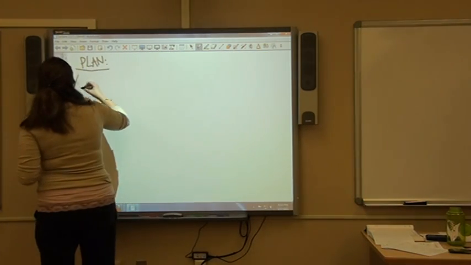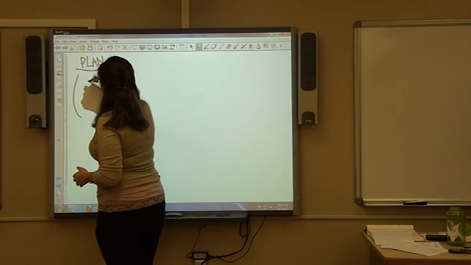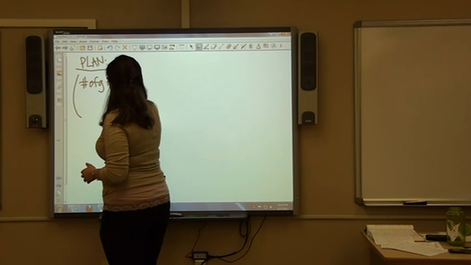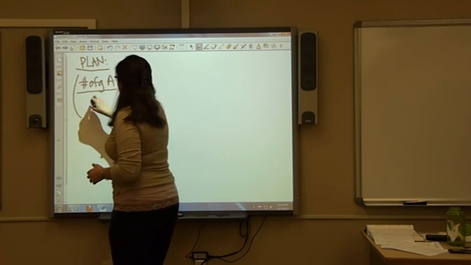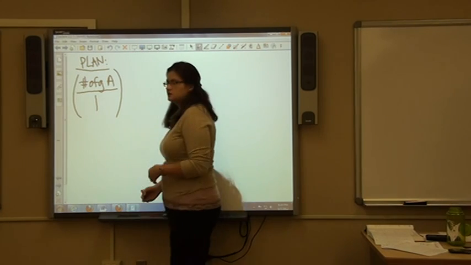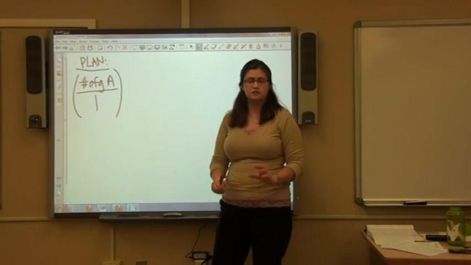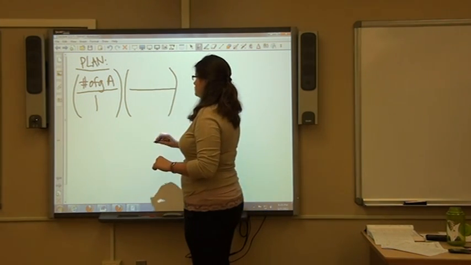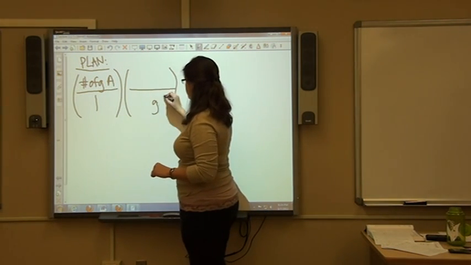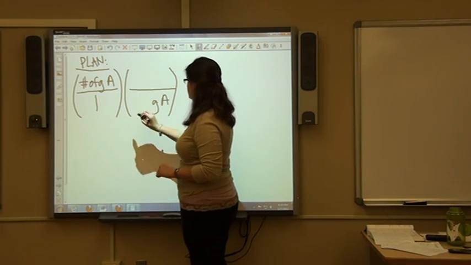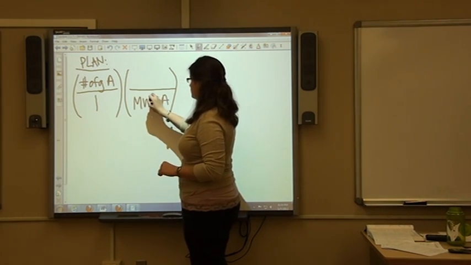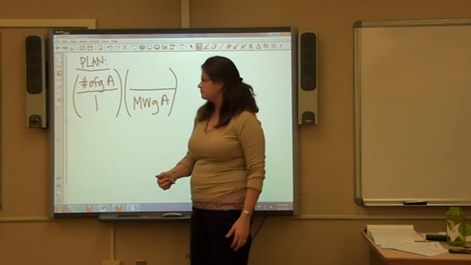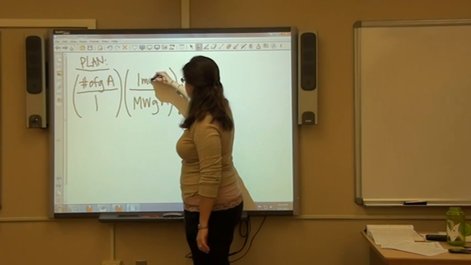Okay, so here you're going to start with some number of grams of A, and that's going to be divided by 1. That's just a place filler in your first bracket. In the second bracket, you're going to need to cancel out grams of A, so that's going to be your molecular weight number that you're calculating from your periodic table, and that's per 1 mole of A.